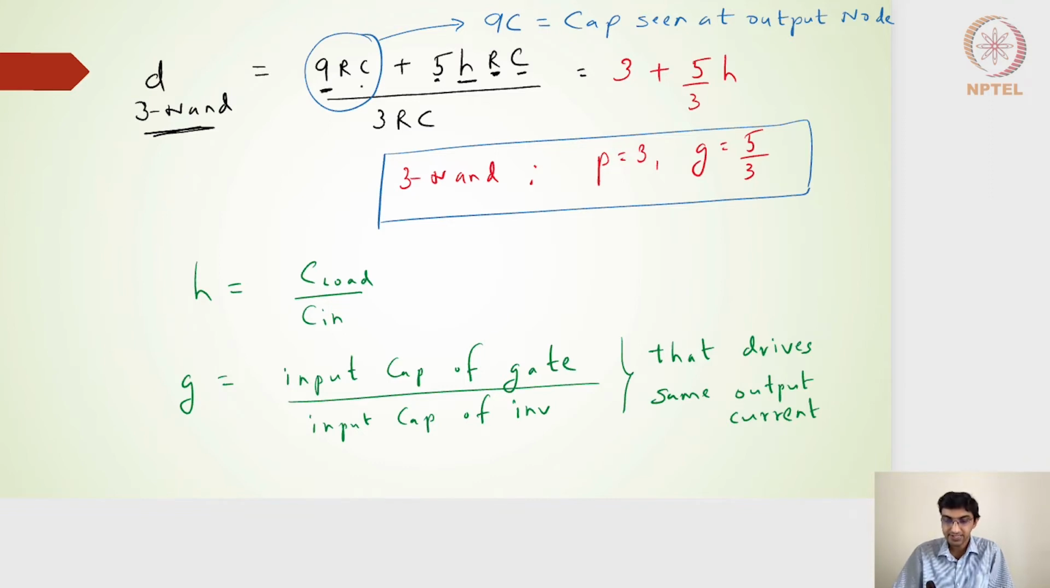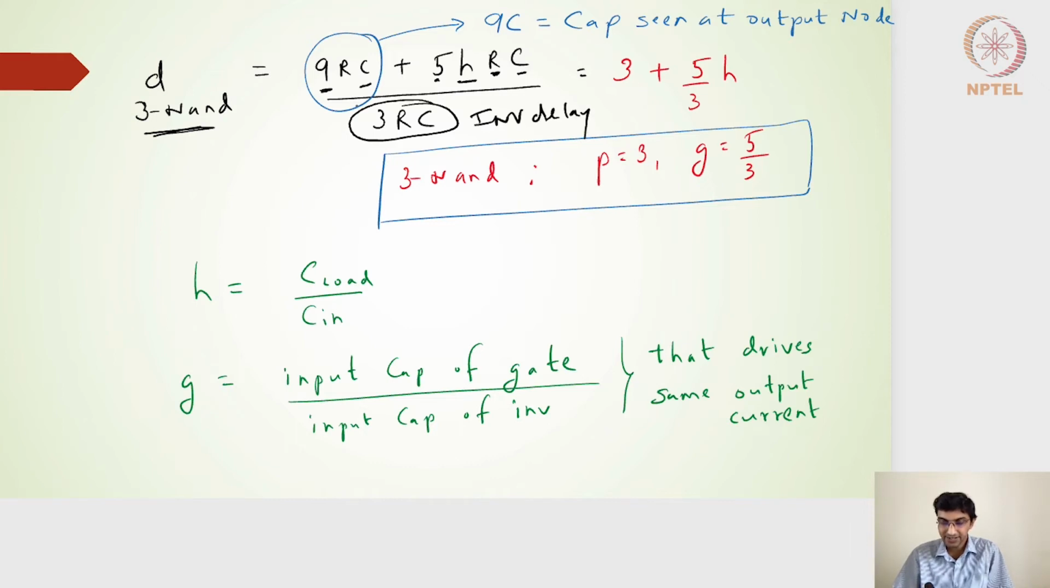So I will consider this 9C coming from only the output node capacitance. And then this phi h is coming from the other stage input capacitance multiplied by this R. And because it's a normalized value, it is always divided by 3RC, which is coming from the inverter. So this is nothing but the inverter delay.